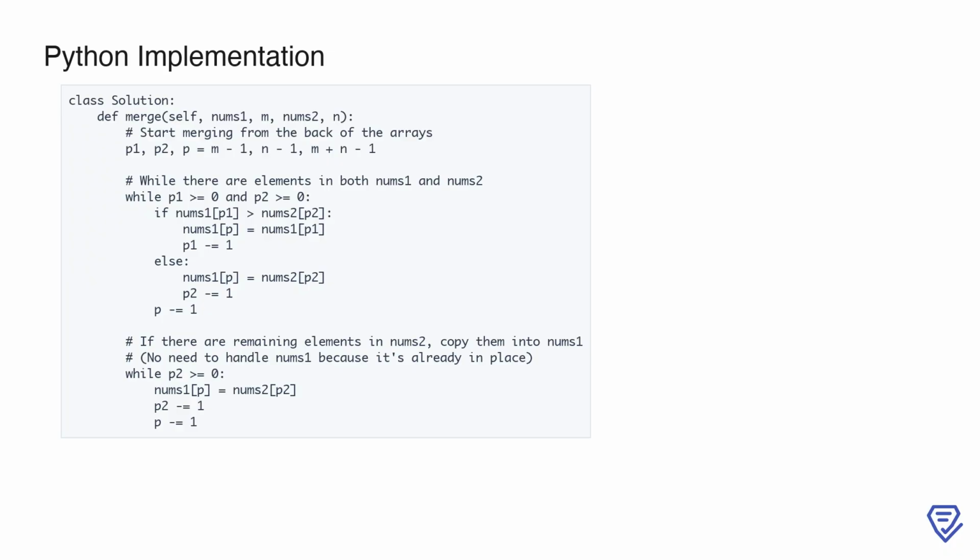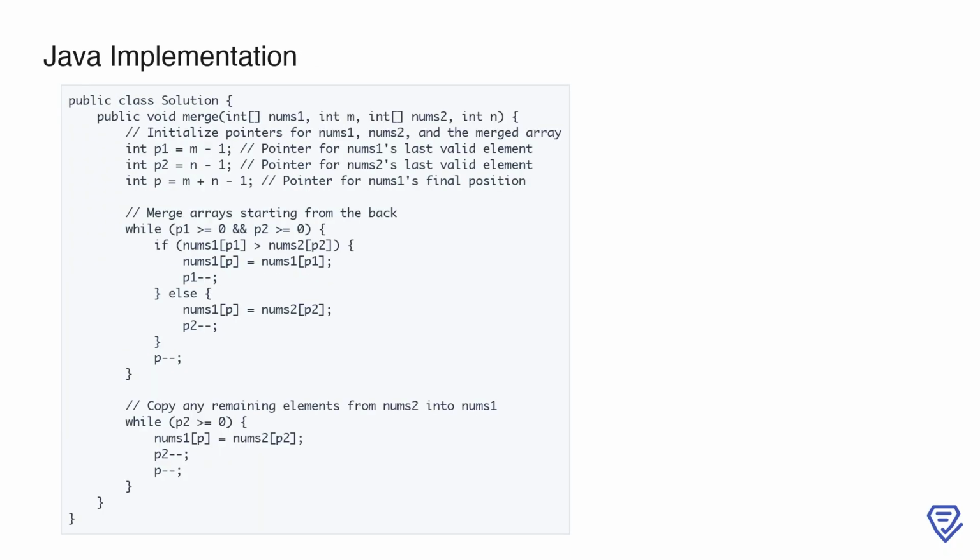This reverse merging approach is efficient, with a time complexity of O(m+n), as each element is processed once. The in-place modification of nums1 ensures that the space complexity remains O(1). This is the Java implementation of LeetCode problem number 88, merge sorted array. The solution mirrors the Python logic, using 3 pointers to merge 2 sorted arrays in place.